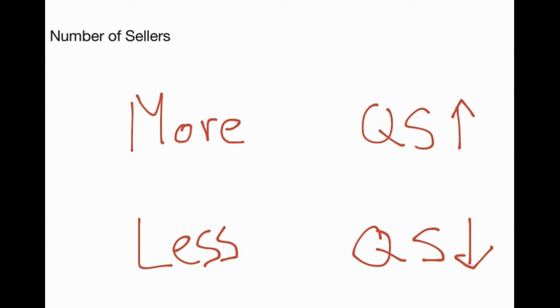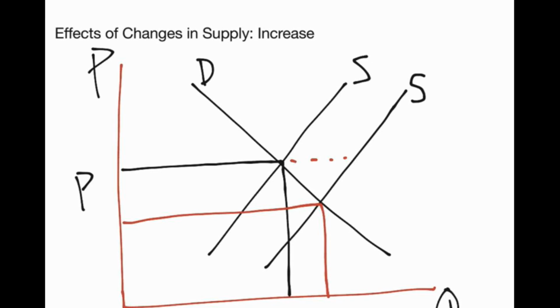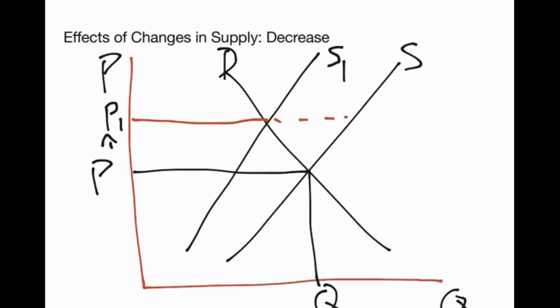Lastly, I'll be talking about the effects of changes in supply. An increase in supply will first cause a surplus, and this surplus will lower the price. Since the price will decrease, demand will increase. An increase in demand is also known as an extension in demand. A decrease in supply will cause the opposite to happen. It will first cause a shortage, which will push the price to go up. The increase in price will cause a decrease in demand, also known as a contraction in demand.